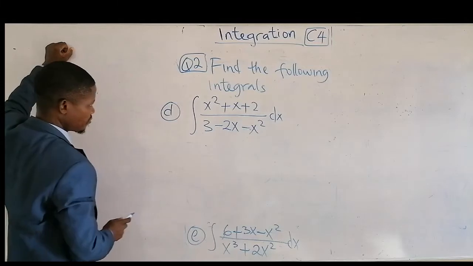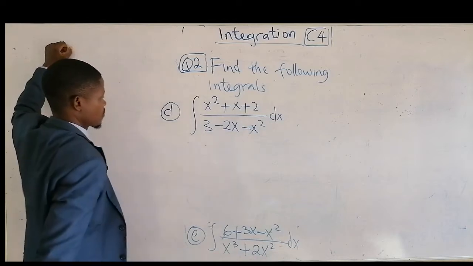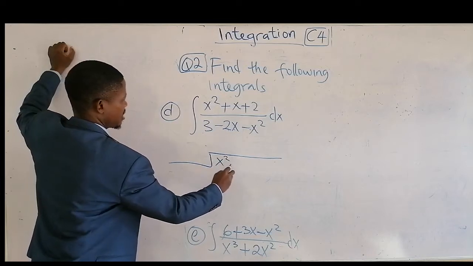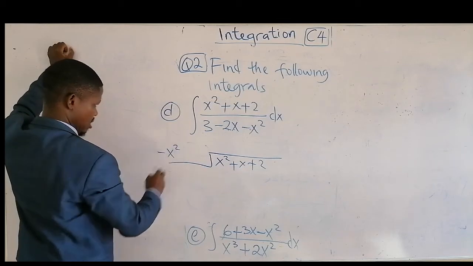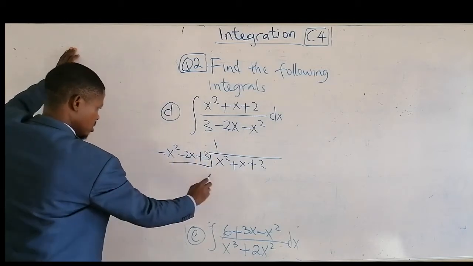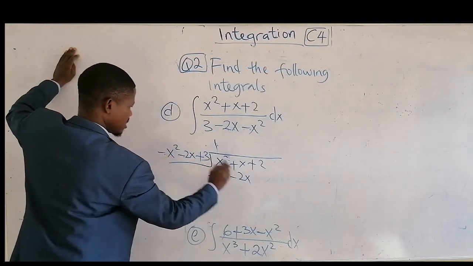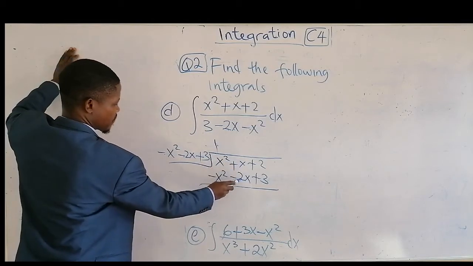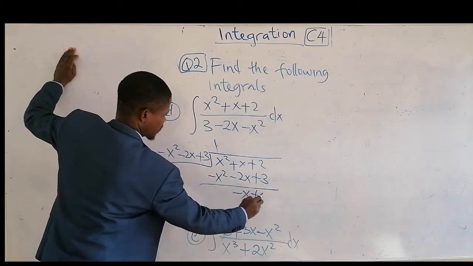For question D, the power of the numerator is 2, the power of the denominator is 2. So we use our long division. Starting point, numerator x squared plus x plus 2. Then rearrange this, so that will be minus x squared minus 2x plus 3. So we can use 1 here. 1 times this one, that's minus x squared. 1 times this one, that's minus 2x. 1 times 3, that's plus 3. So we add this one plus this one. We cancel this one plus this one. We have minus x, and then this one plus this one, we have plus 5.